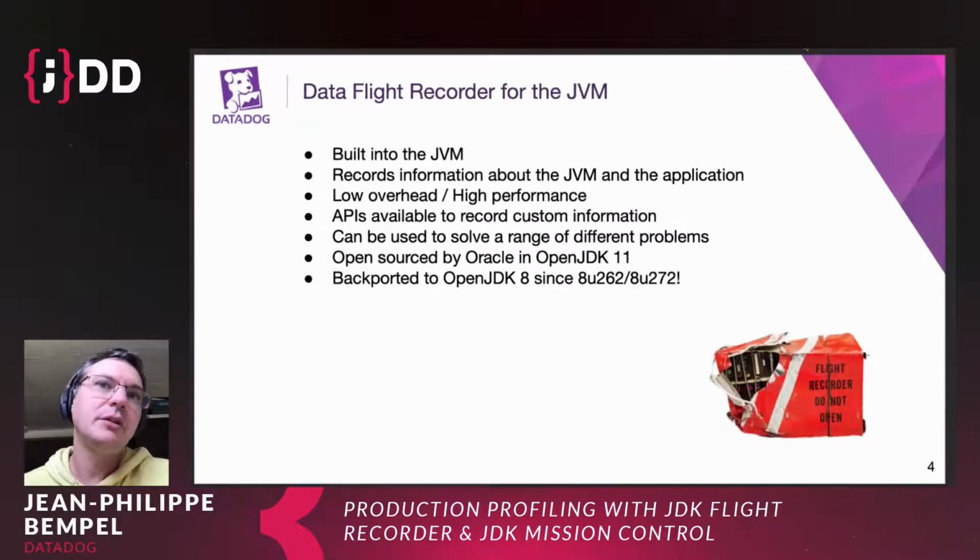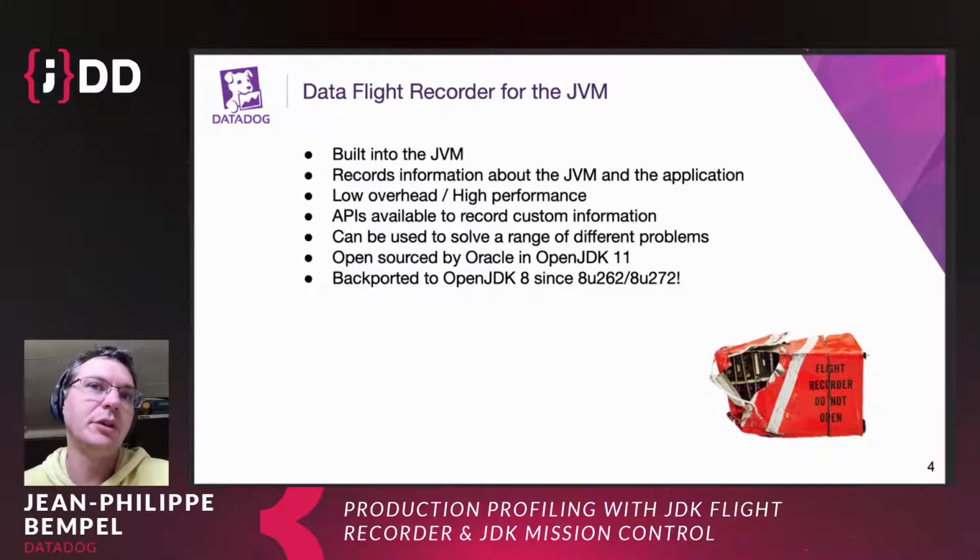So the JDK Flight Recorder is like the data flight recorder you would find in a commercial jet. But instead of recording what's happening in an aircraft, it will record what is going on in the JVM and the application running on the JVM. The flight recorder, even when recording quite a lot of different kinds of information, has very low overhead. It's typically less than 1%, thanks to its high-performance recording engine.